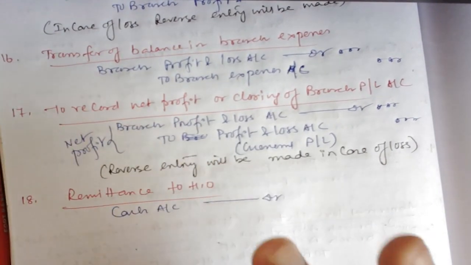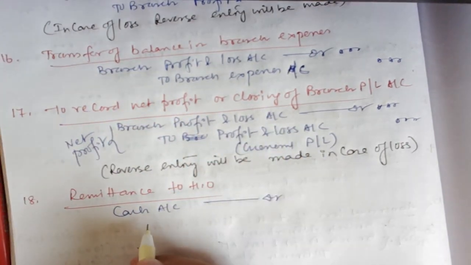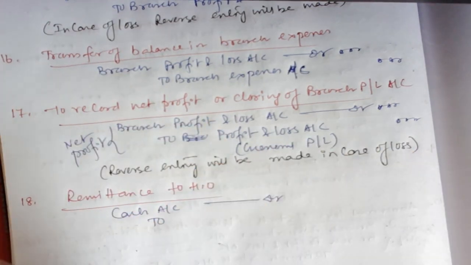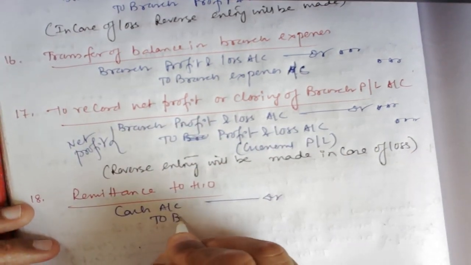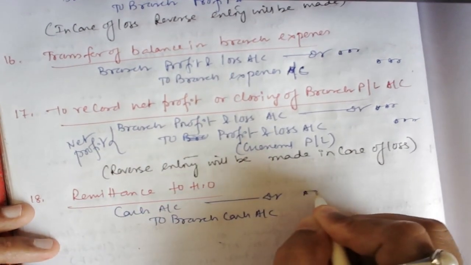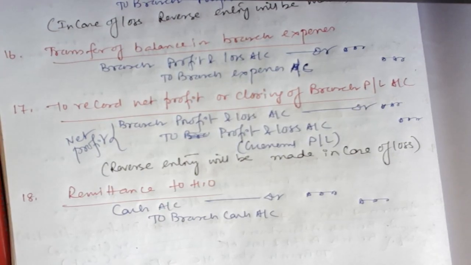We are maintaining all the records in the head office books. So head office is receiving the cash, so cash is debited. Branch cash is going down because the branch is transferring the cash to the HO, so branch cash is credited, as what goes out is credited as per the real account.